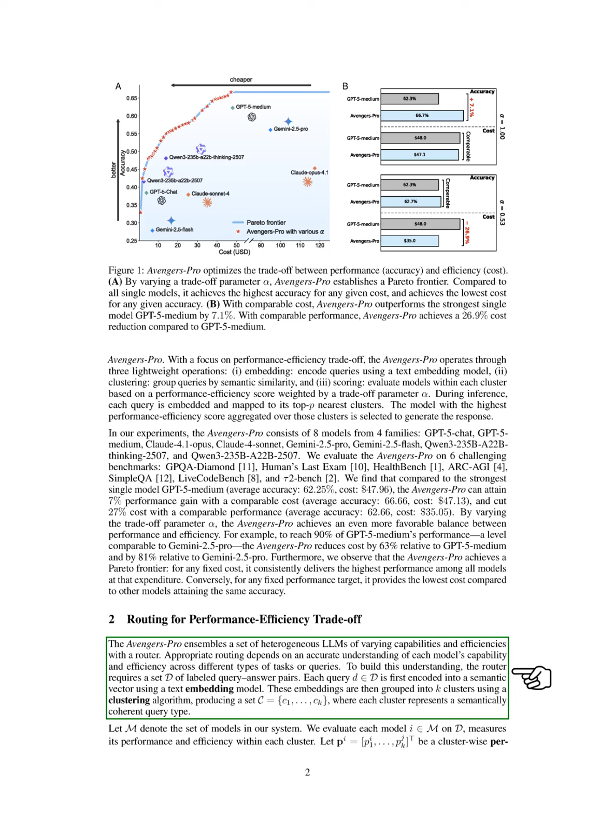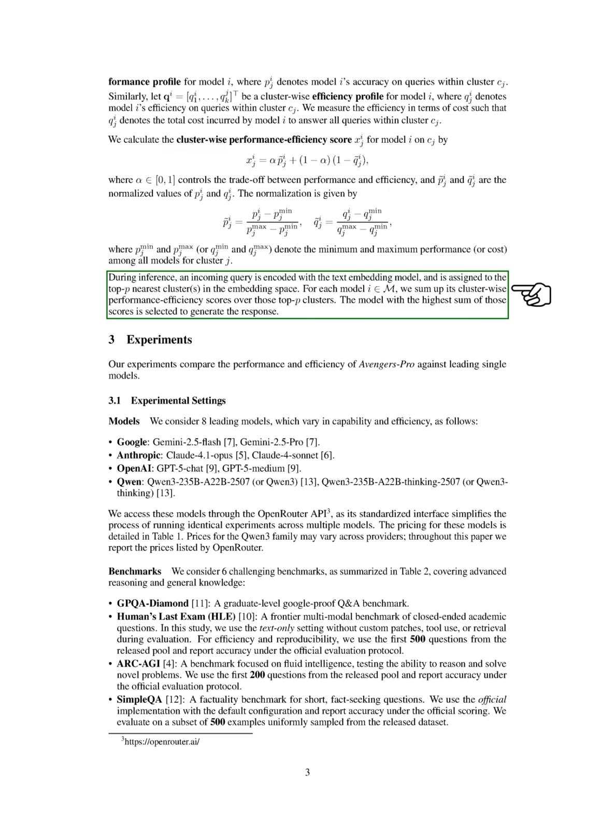We define a performance profile for each model based on its accuracy in each cluster and an efficiency profile based on the costs incurred. We calculate a performance efficiency score for each model in each cluster, which is influenced by the trade-off parameter. During inference, we encode incoming queries, assign them to the nearest clusters, and sum the performance efficiency scores for each model. The model with the highest total score is chosen to respond.